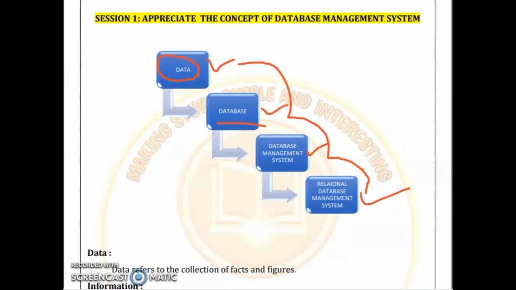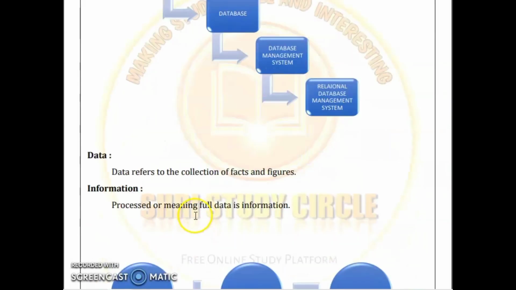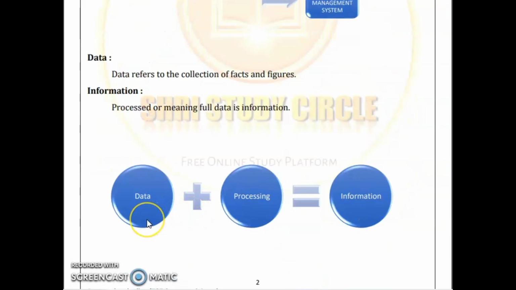So here we have covered the data and information. Now we'll see the relation between data and information. As we discussed, data refers to the collection of facts and figures, and information means the processed or meaningful data. So we can say that data after processing will give us the information. I hope you got this concept.